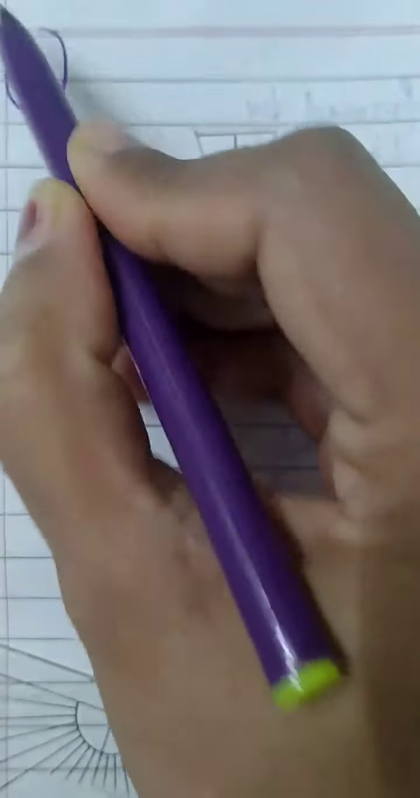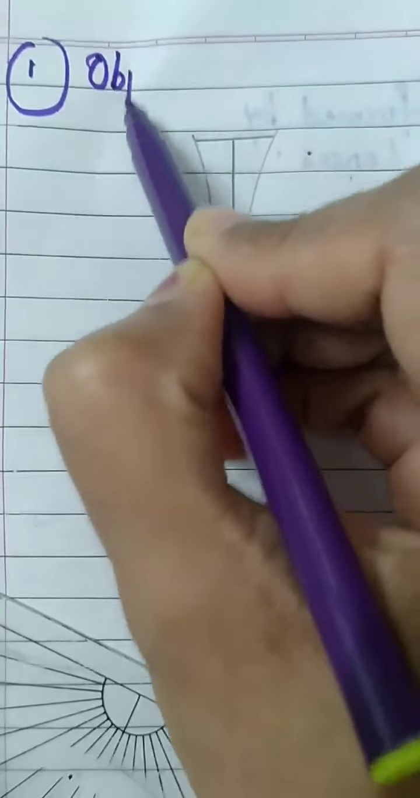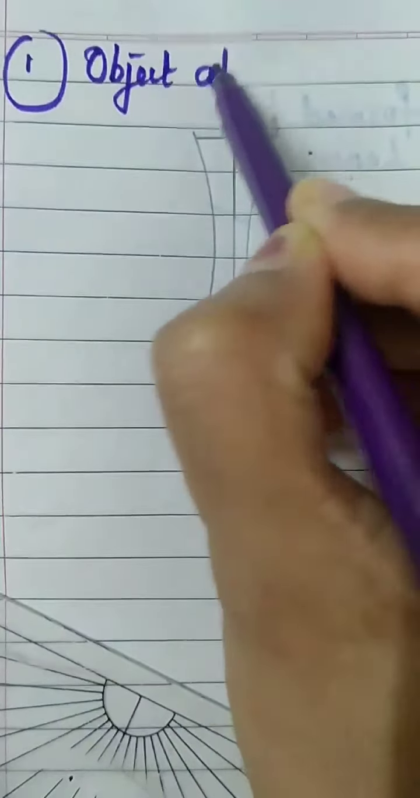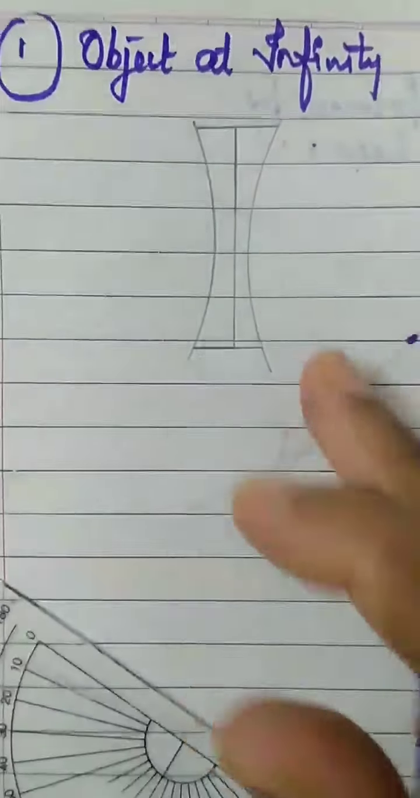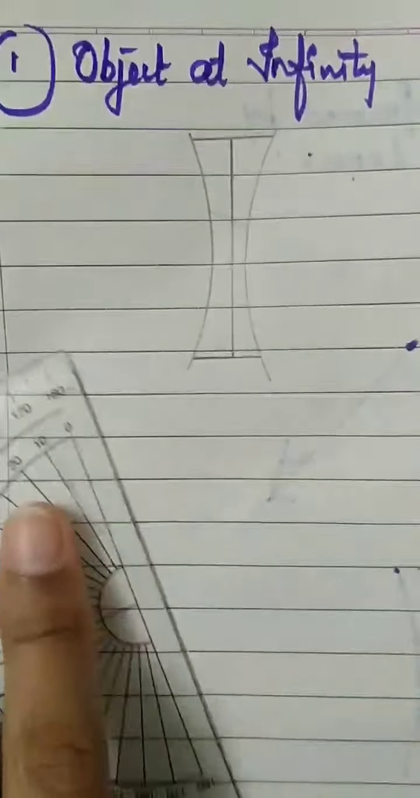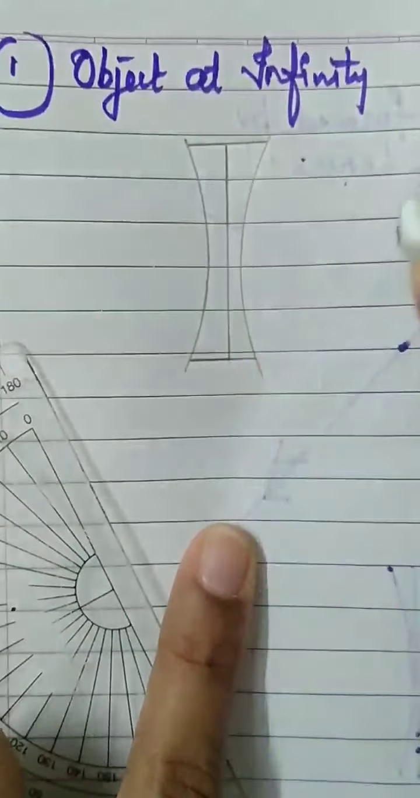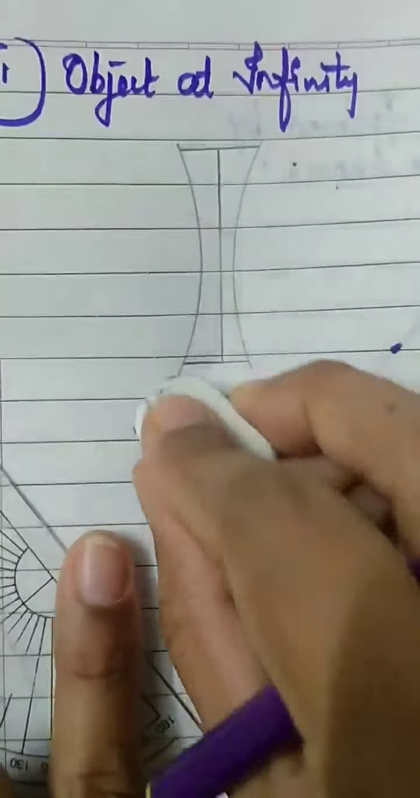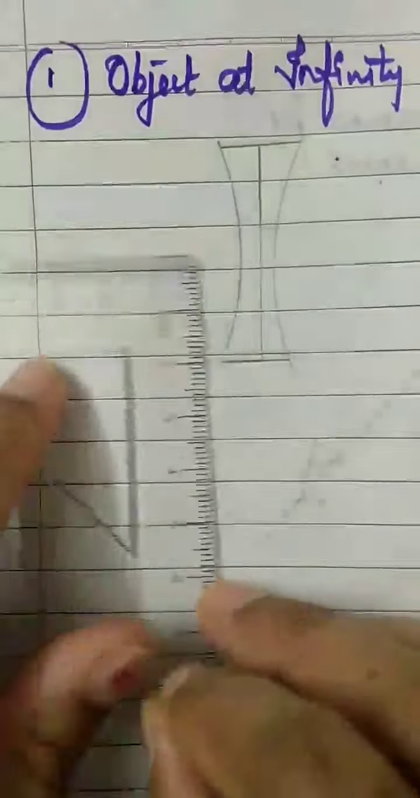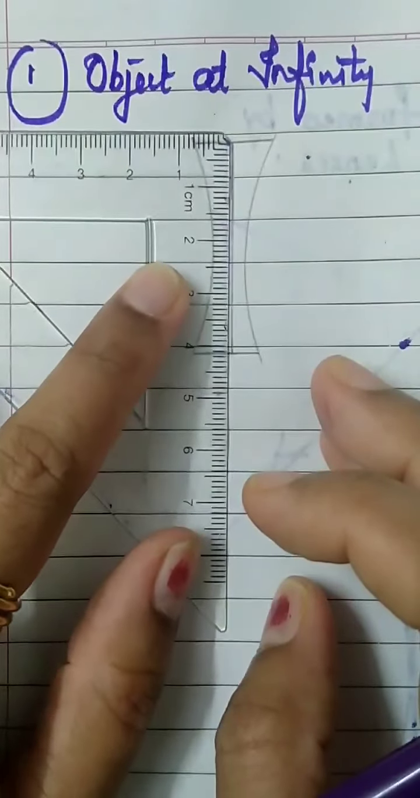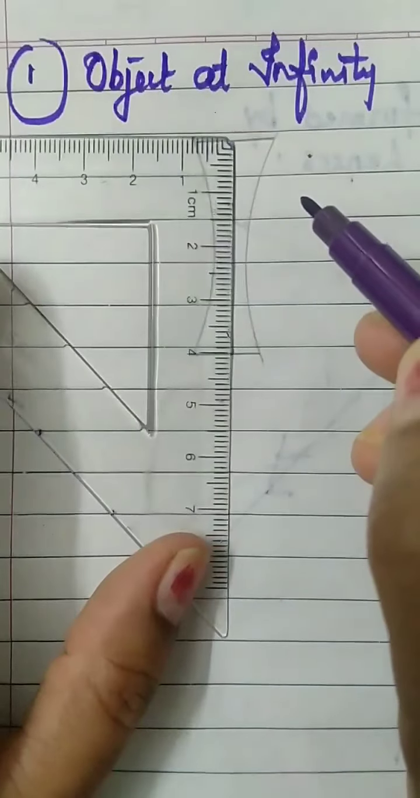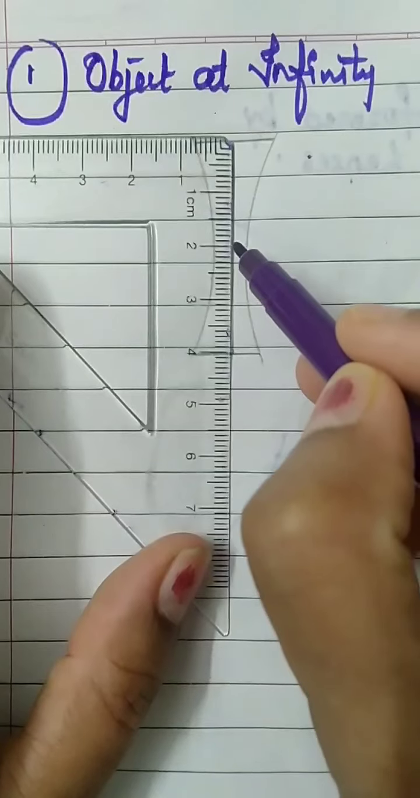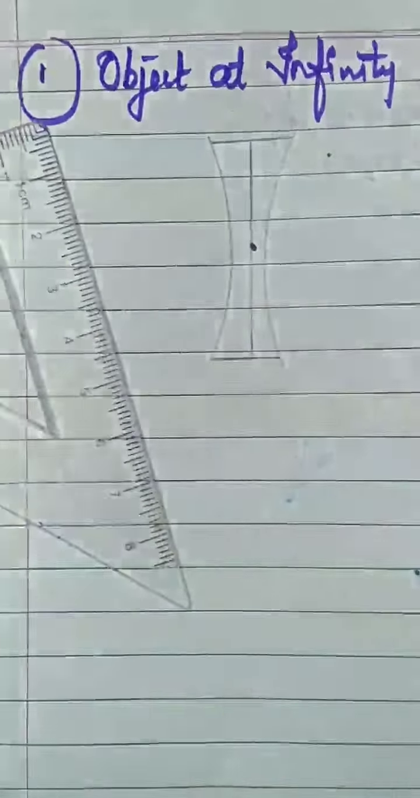The first ray diagram that we are going to consider is object at infinity. So I have drawn a concave lens. Same way, now this extra part we will erase it off. Okay. Now we will measure the length and select our optical center. So as you can see, I have taken 4 centimeter. So 2 centimeter. This will be the optical center.